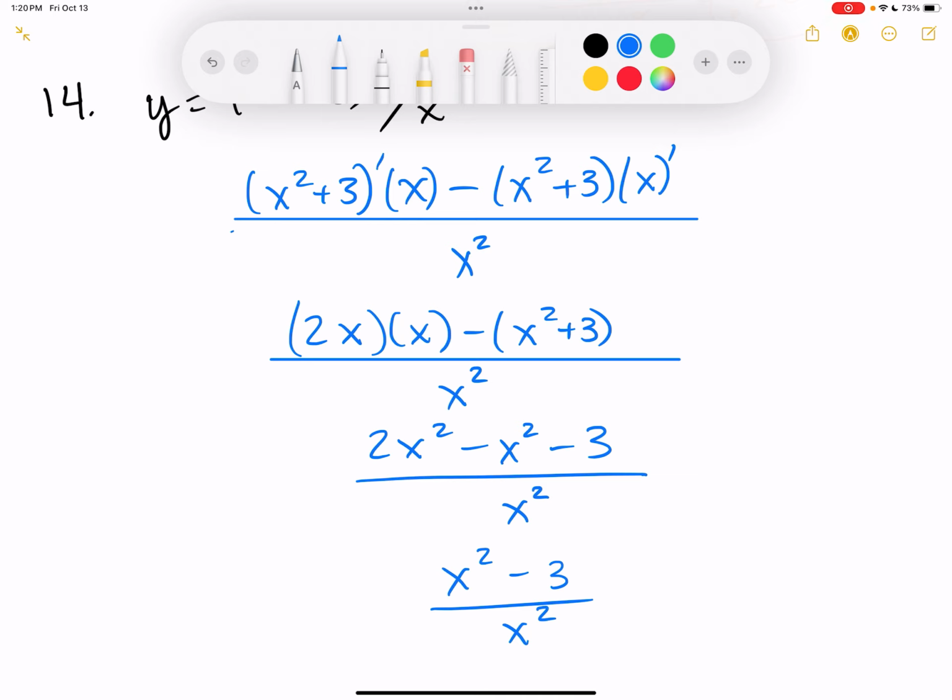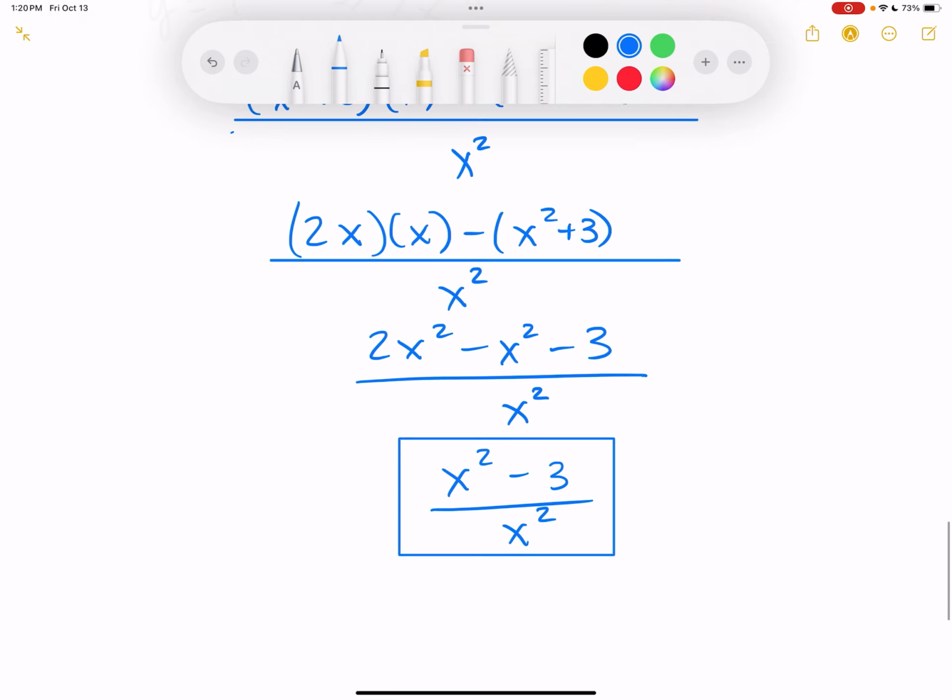Where's the 2x squared? 2x squared minus x squared is x squared. Yeah, that's correct. That's the answer. There's nothing else we can do with it. The only other thing you could do, which you don't need to do, is split it as x squared over x squared minus 3 over x squared to get 1 minus 3 over x squared, but it's pretty unnecessary, because it's like saying the same thing. I wouldn't, especially with more difficult problems.